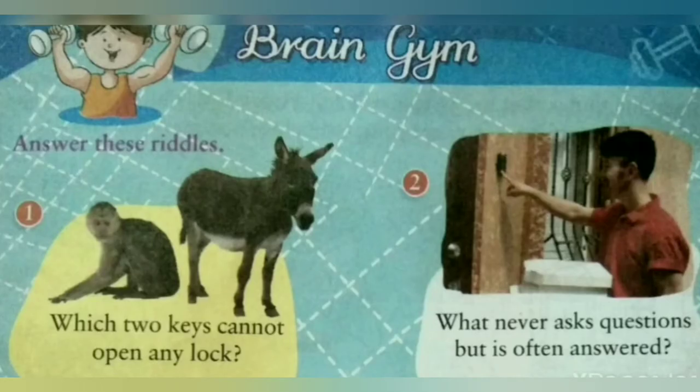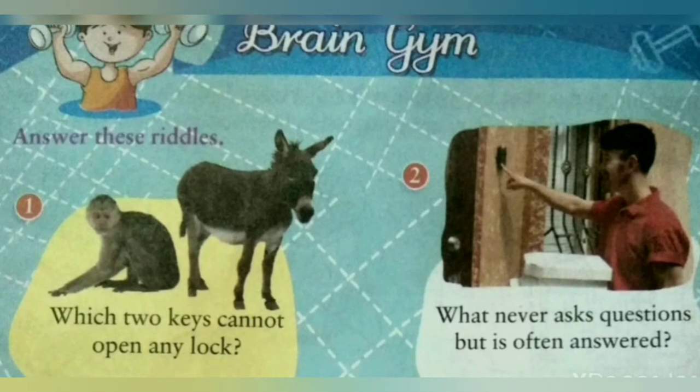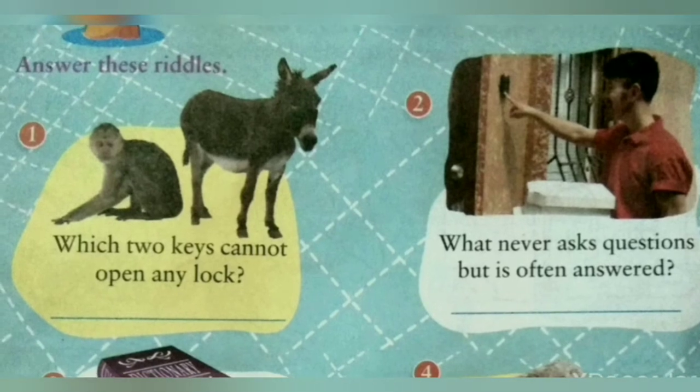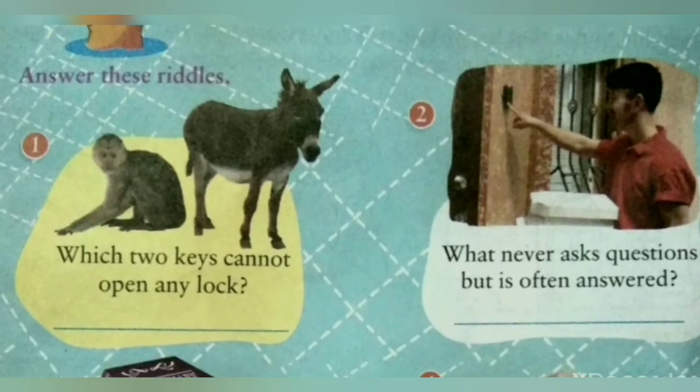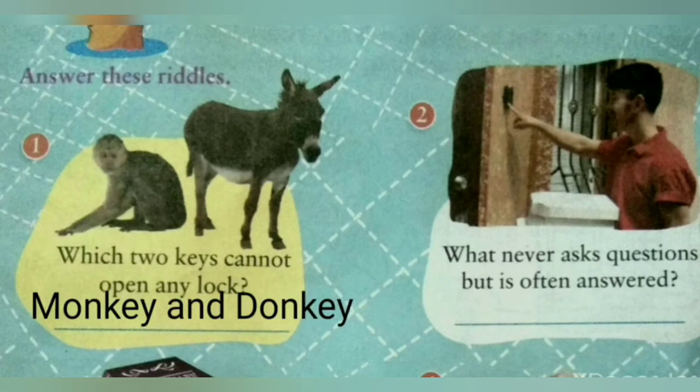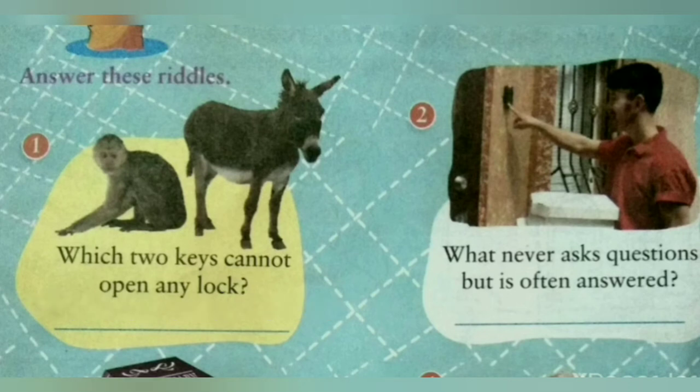Now let us do some brain exercise here. Open page number 8. Here it is given brain gym. We have to solve the riddles given. Riddle number 1. You can see a picture of a monkey and donkey, and the question is, which two keys cannot open any lock? The answer is monkey and donkey. You can write here in the space given.